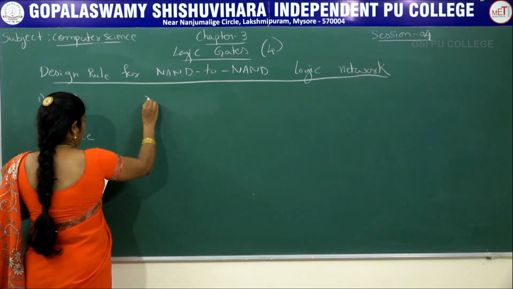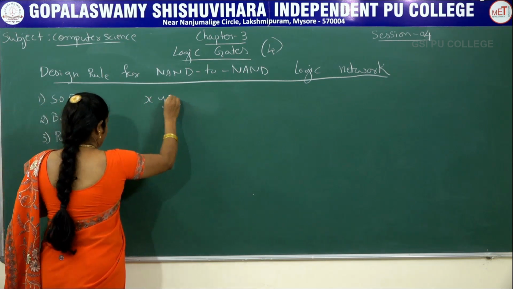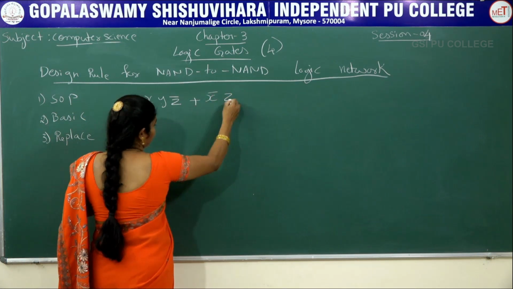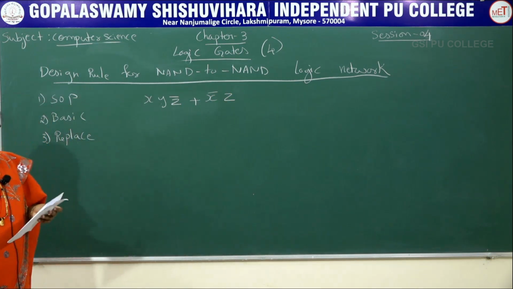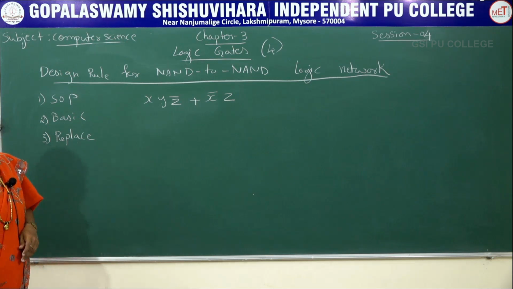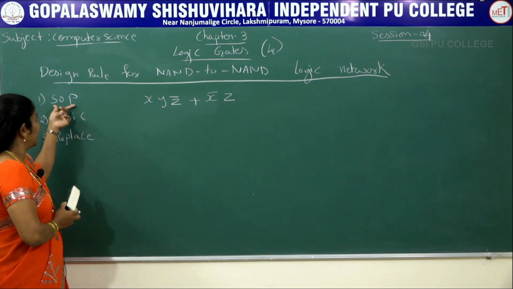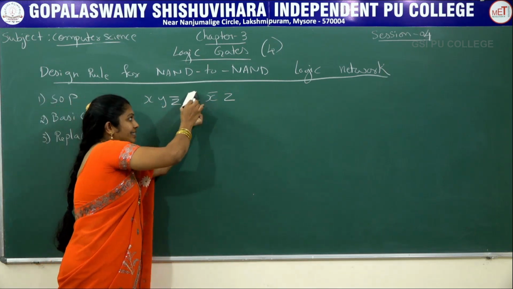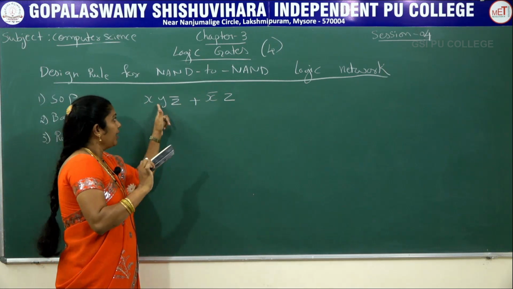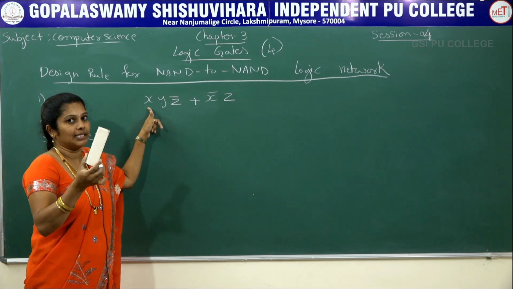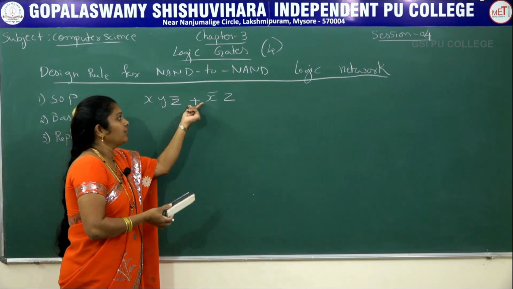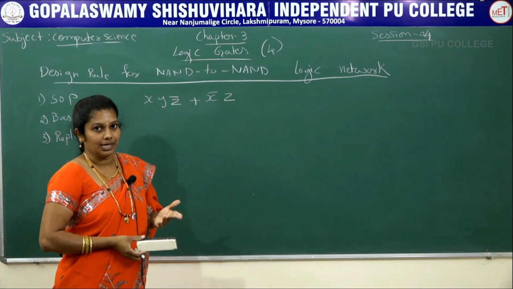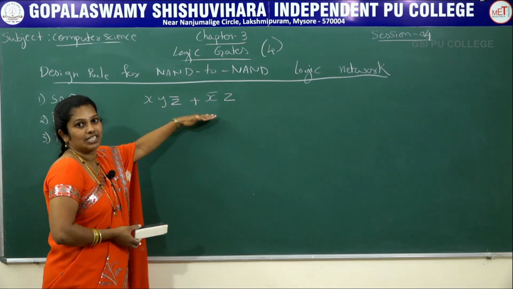Consider an example: X Y Z bar plus X bar Z. This is the expression we have. How to write the circuit diagram? Now check the sum of product format. Plus means sum, and any variables multiplied together are a product. Yes, it is in sum of product form. In the question itself, it is given in sum of product form.